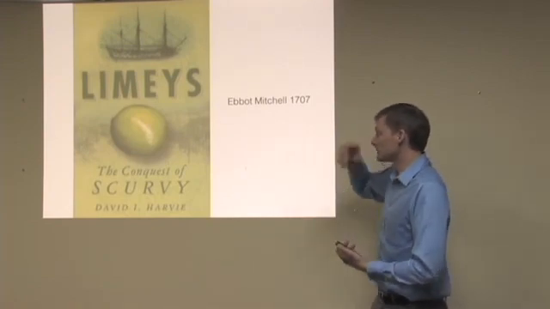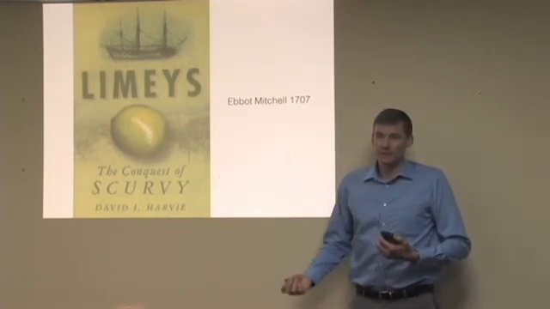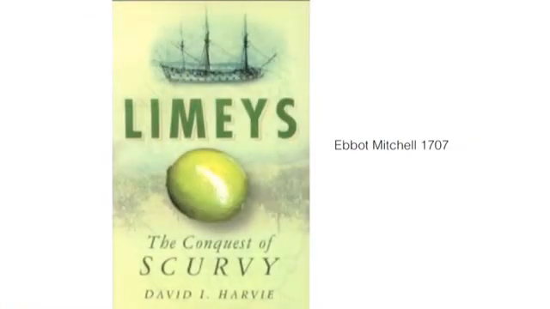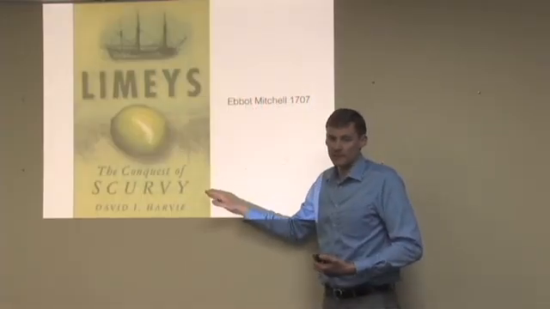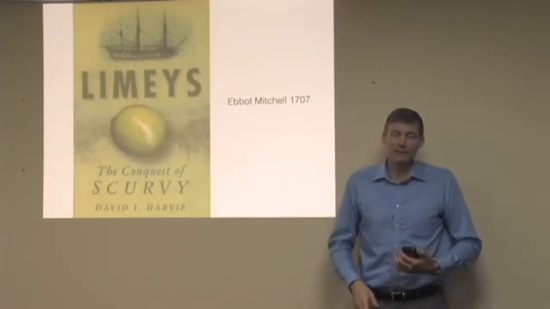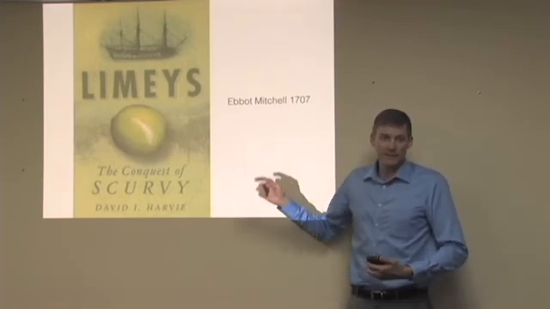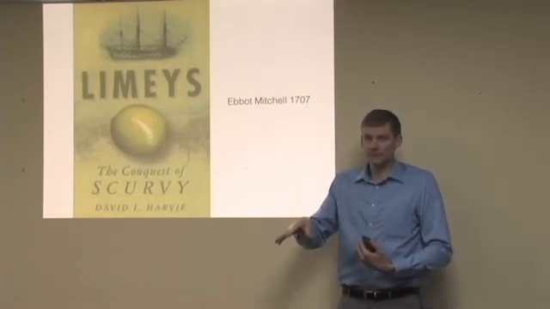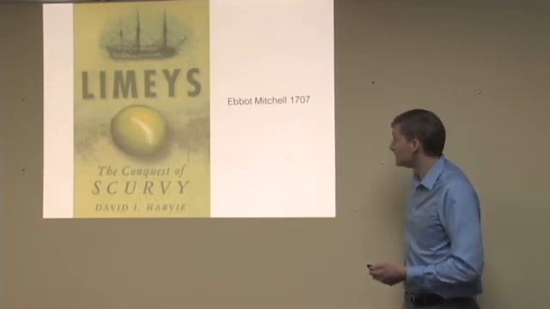So here's a book called Limeys. This is why sailors were called limeys, because they ate limes to prevent scurvy. And they didn't eat oranges because oranges didn't last on the ship as long as limes did. But Ebbett Mitchell, a woman from 1707, was the first person to discover that vitamin C prevents scurvy. In the history textbooks it's actually a man from 1750, but forget that, it's actually this woman. Back then, it was a strange concoction of stuff, but it was actually the citrus that did it.